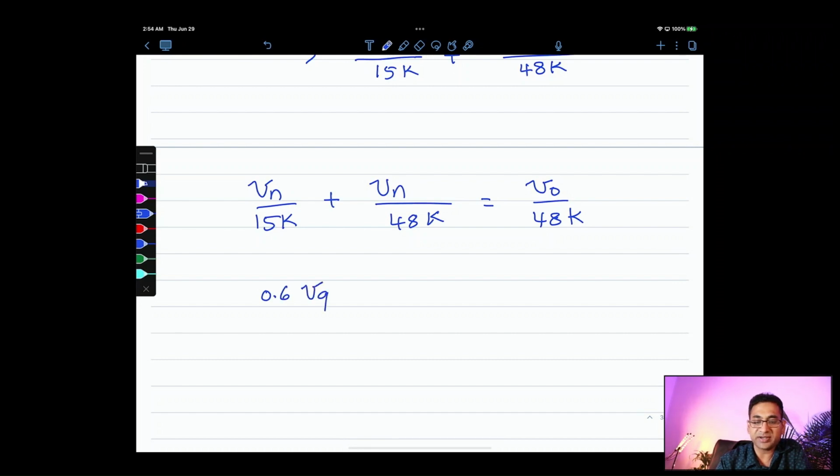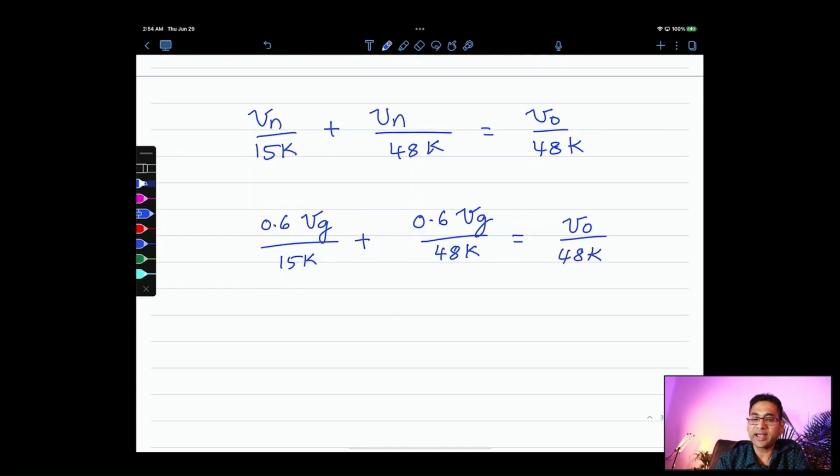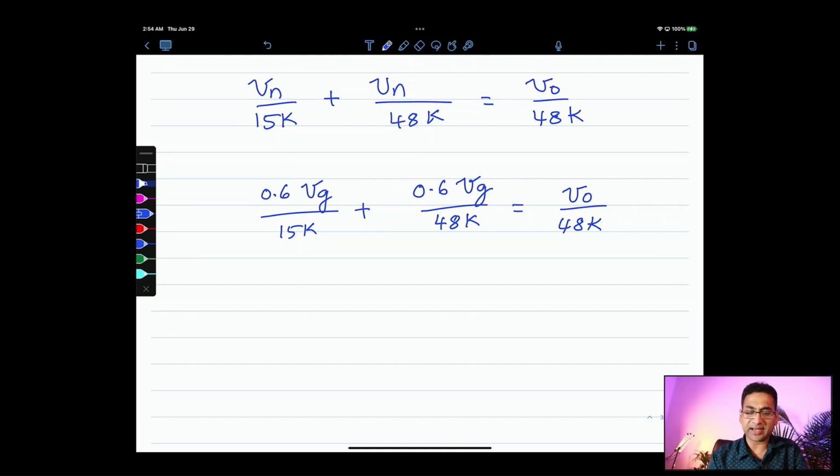0.6 Vg over 15k plus 0.6 Vg over 48k equals Vo over 48k. Okay, so simplify this, we'll get something like 2.52 Vg equals Vo. That is the mathematical manipulation. Do the mathematical manipulation, that is what you would get for the V output value.